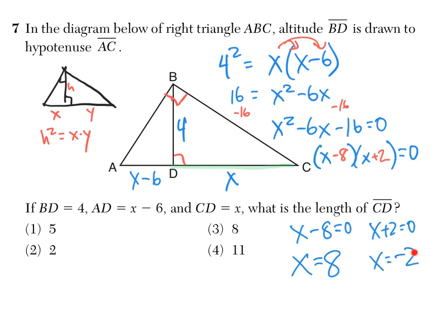We know that we can't have a negative number for a length. That doesn't make sense, right? So the only viable option is x equals 8. Is this an option? We've got 5, 2, option 3, 8. Option 3 is the correct answer. 8 is the length of CD.